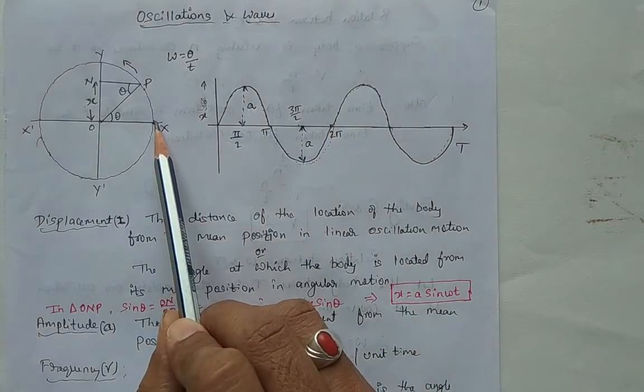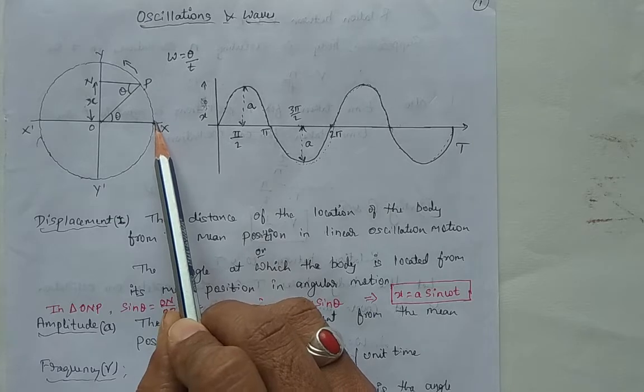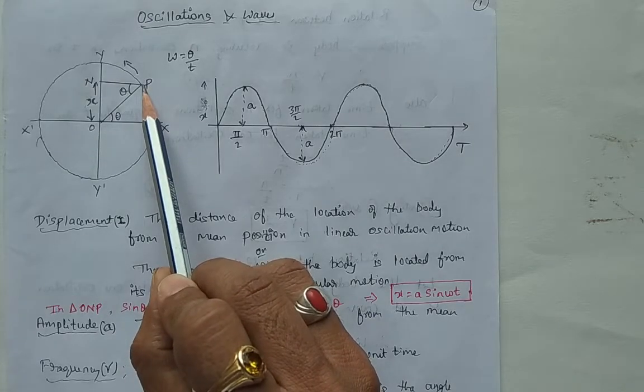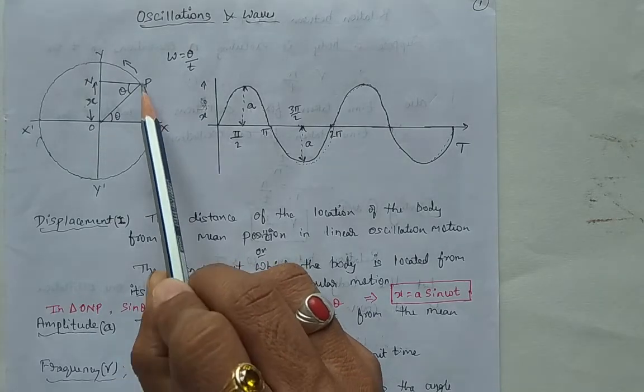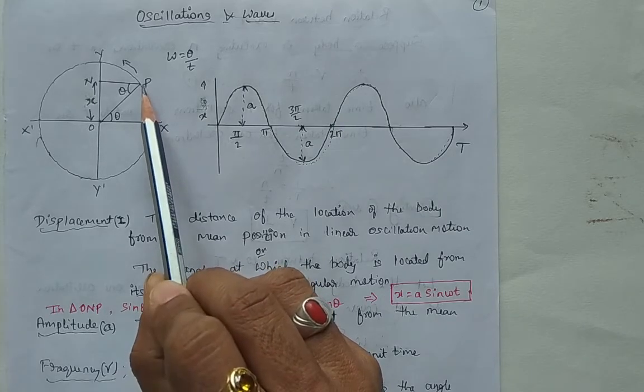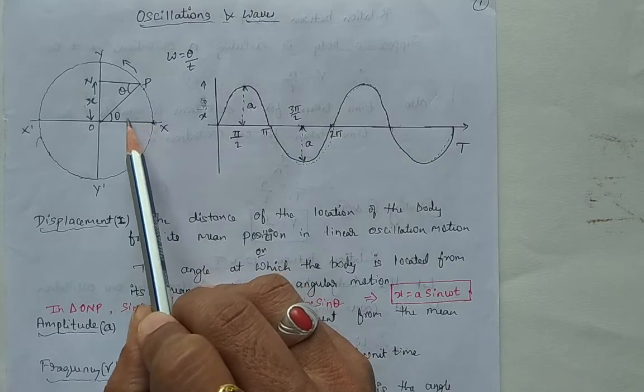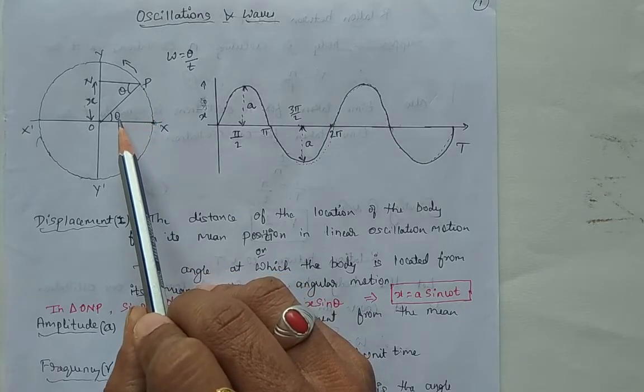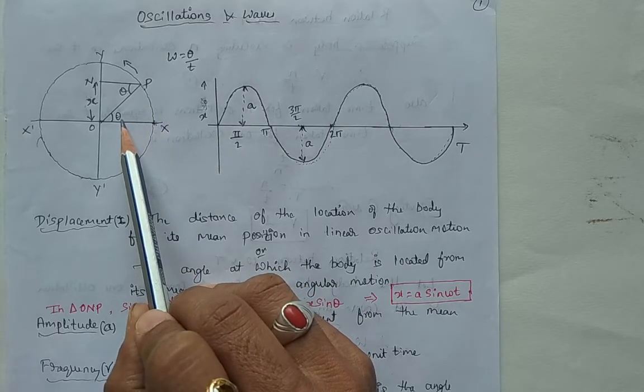Suppose it starts from the point x and it moves to the point P. So how much has it displaced? It is not possible to find with the scale. So we are supposed to find out in terms of angle theta.